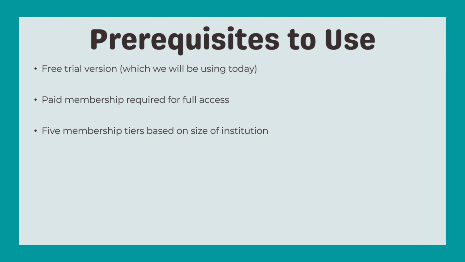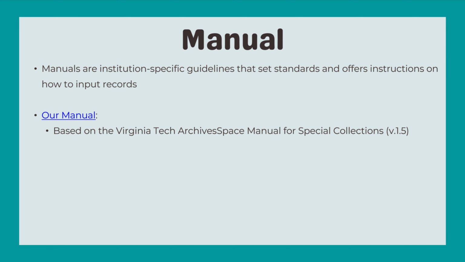let's get started. Before we can start cataloging records, we will need to establish which manual we're using. This will dictate what information is relevant for our record. Each institution will have their own guide, depending on their own needs, but seeing as we are not an institution ourselves, we will borrow one for this tutorial. There are a number of institution-specific ArchivesSpace manuals available on the Society of American Archivists website. Each one of these guides uses different standards and instructions on how to input different records. Our manual is based off of the Virginia Tech ArchivesSpace Manual for Special Collections, version 1.5.